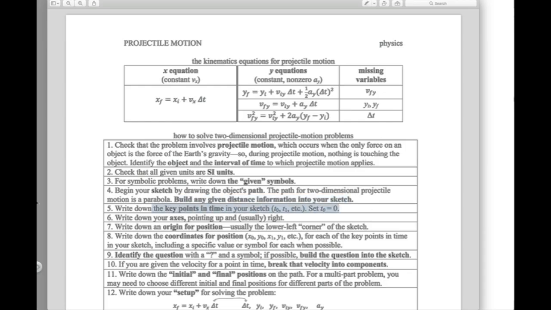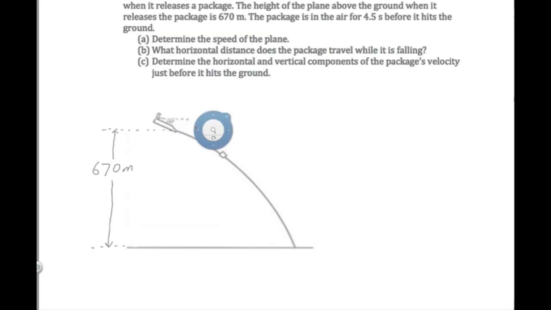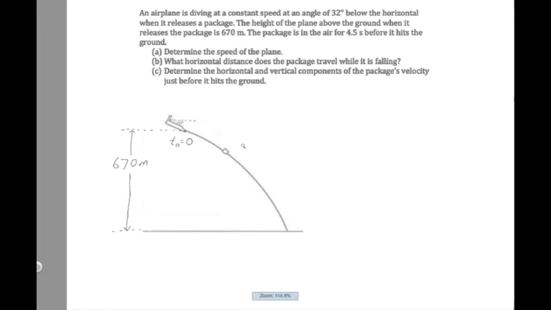Now let's identify the key points in time. Well, as usual, the beginning of the path will be a key point in time for us, and we'll call that t sub 0, and we'll set that equal to 0 seconds. That's a key point in time because we're given information about this point in time, such as this distance. And the other key point in time here is this point, t1.